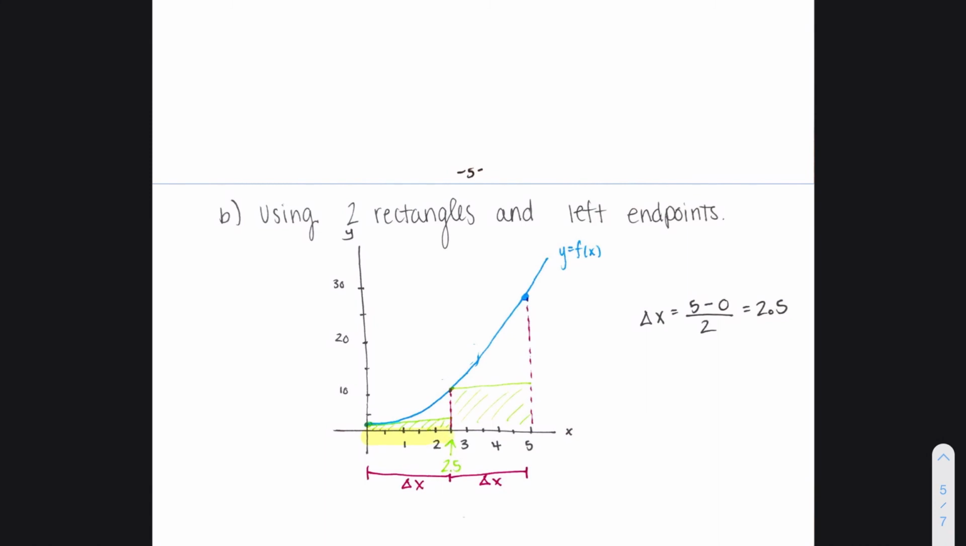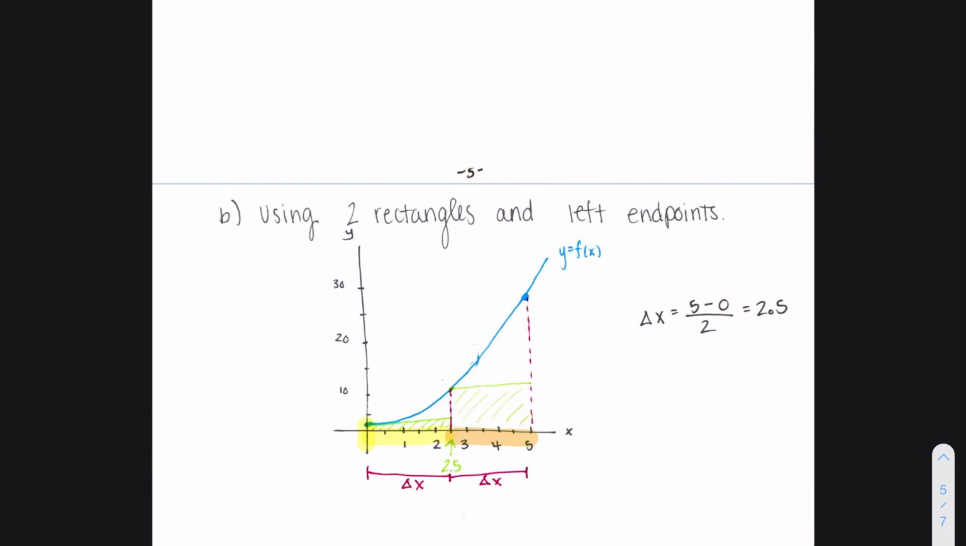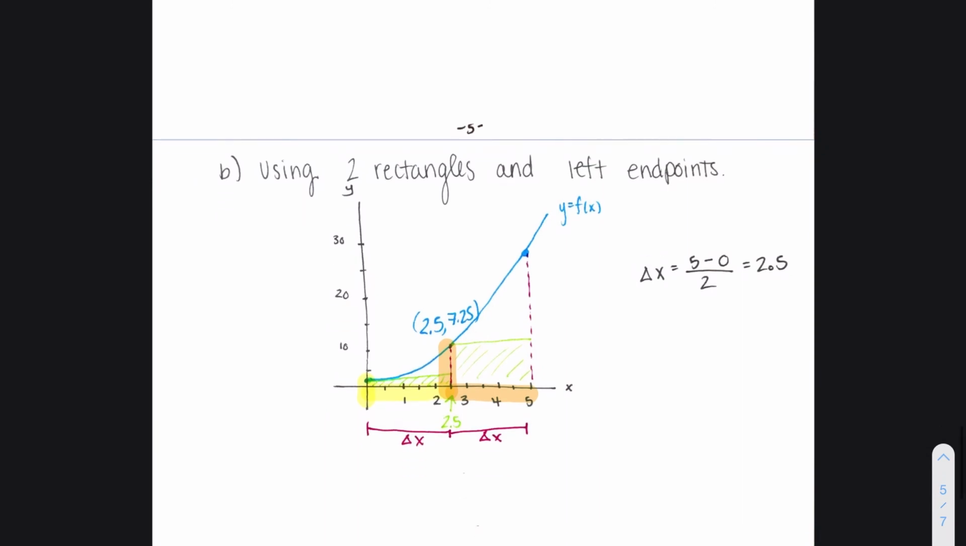The length will be 2.5. On this first interval, we'll use 0 to get our height. On this second interval, our length will still be 2.5, but now I'm going to evaluate the function at 2.5 to get the height. So that's what that point would be. So our area is going to be approximately equal to this Riemann sum. We'll go from i equals 1 to 2 of our function at the left endpoint times that width, which is delta x.